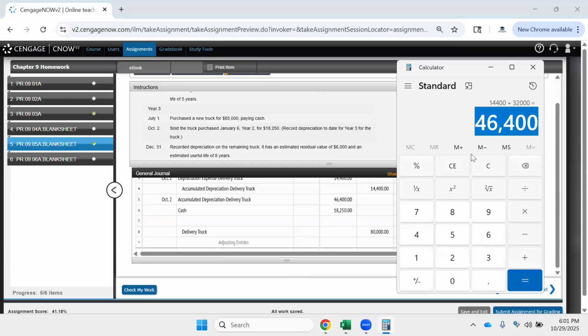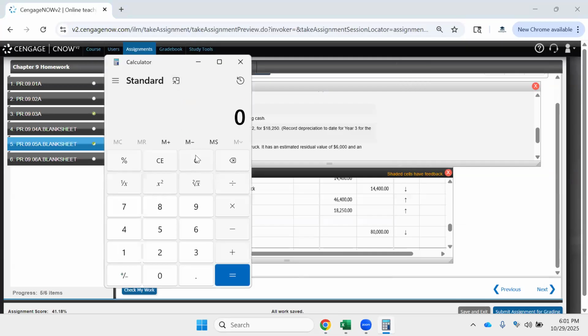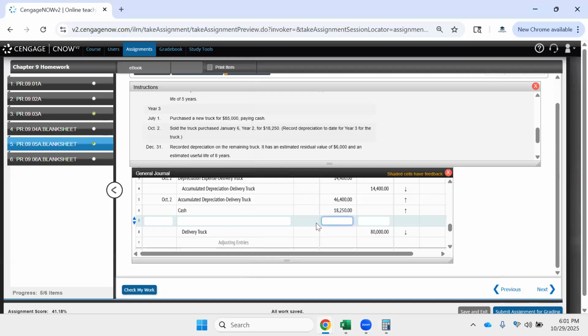And our difference here, 80,000 minus 46,400. Our net book value before selling was 33,600. We only sold it for 18,250, and so we had a loss on the sale of 15,350. Oof. It's quite the loss for them. And we have to record that as a loss.